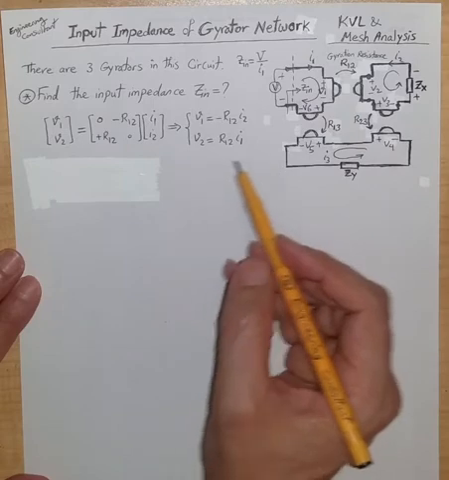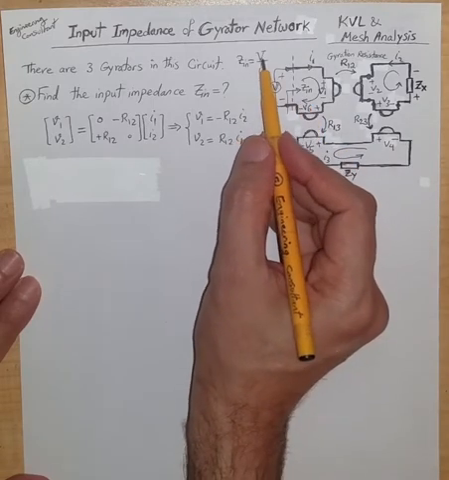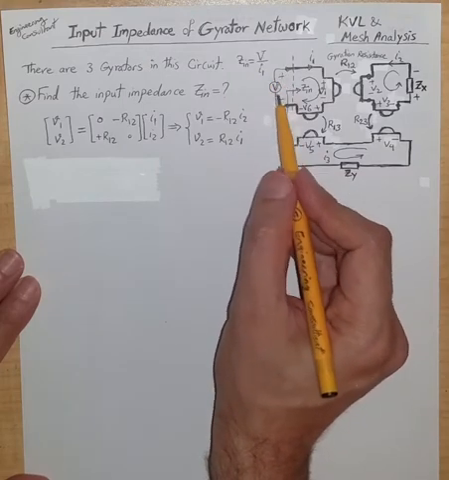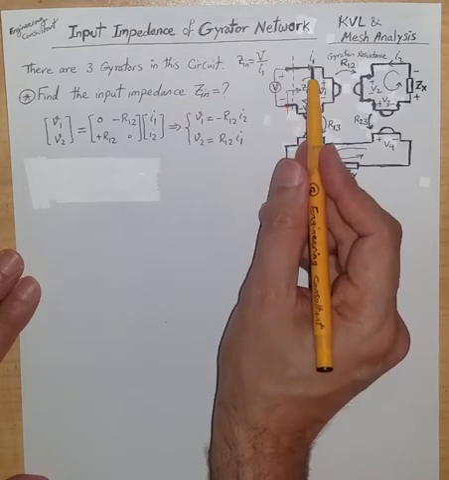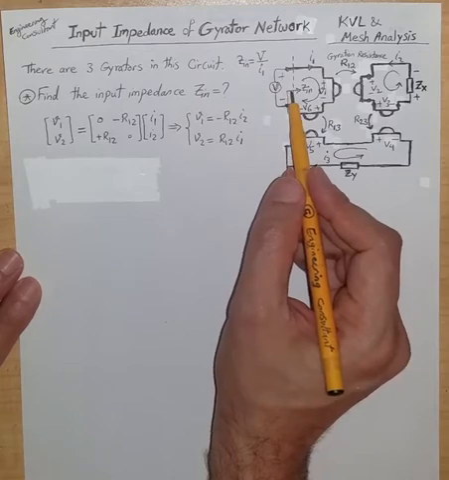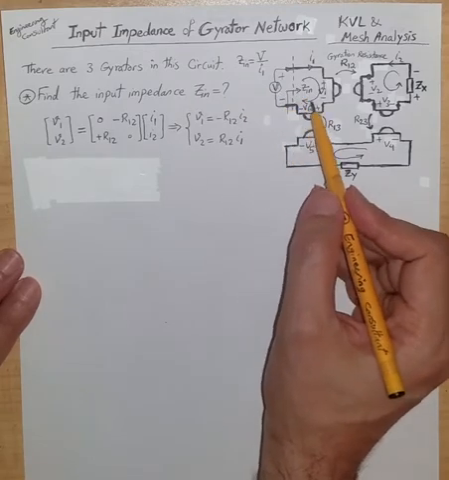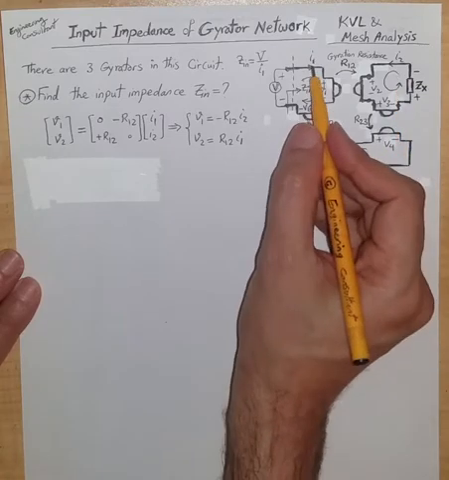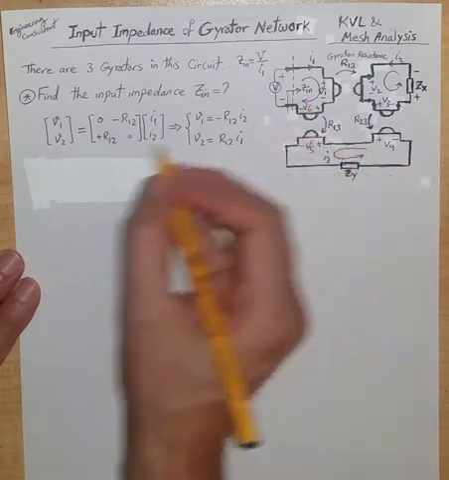So knowing this, we want to figure out Zn, which is V over I1, where V is a test voltage we apply to this port, and we want to find I1 as a function of V so that we can figure out Zn. To achieve that, we're going to write KVL via mesh analysis for these three loops so that we can figure out current I1. So let's do it for loop number one.